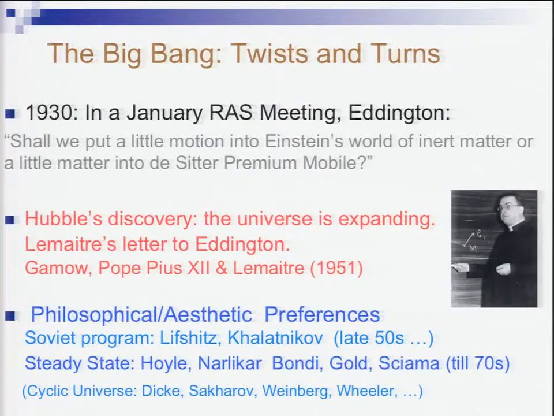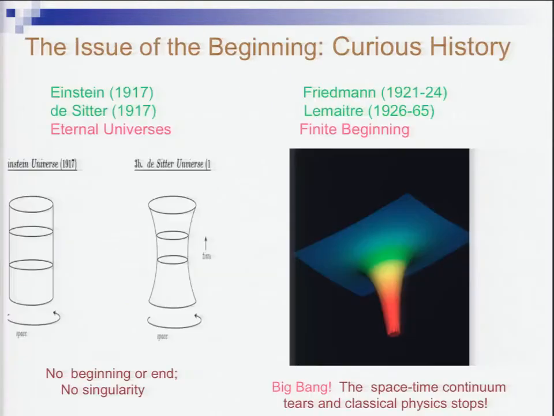So this happened in the 20s, but nonetheless, in 1930, there was a meeting of the Royal Astronomical Society in London, at which Eddington, who was the president of the society at the time, sort of raised the question, saying that, well, we only have these two models. He completely ignored this altogether. Only these two models, and then shall we actually put some dynamics into this model? It is static, that's kind of boring. Or shall we put some matter here and make it a different model?